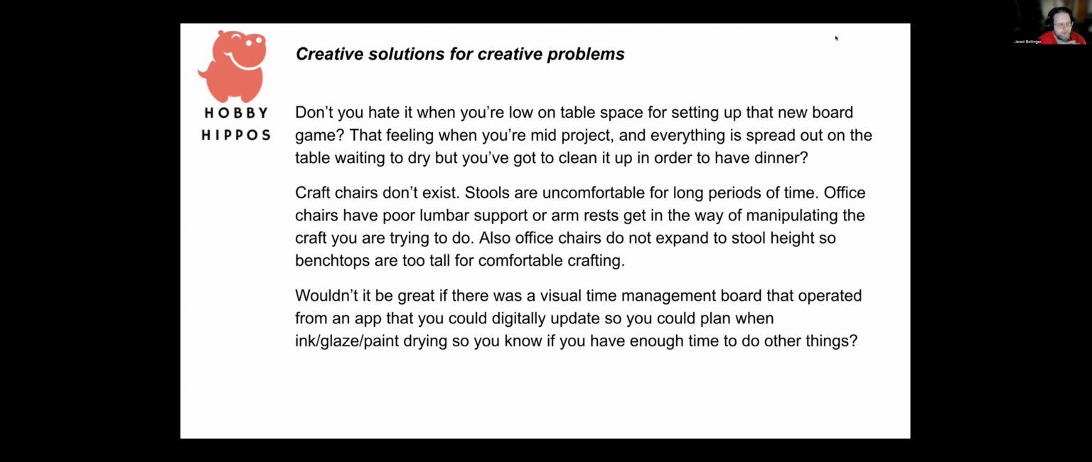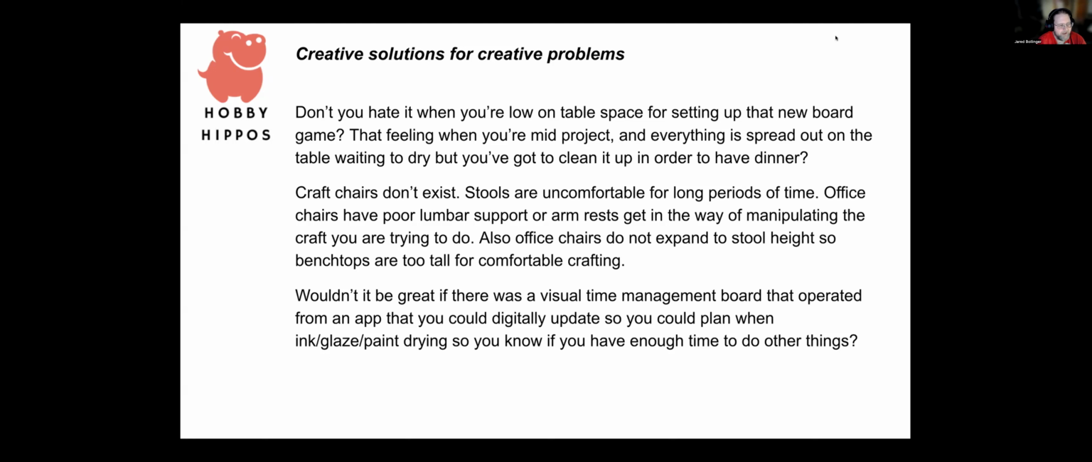Don't you hate it when you're low on table space for setting up that new board game? That feeling that you're mid-project and everything is spread out on the table waiting to dry, but you have to clean it up in order to have dinner. Our problem we found was space and setting up and cleaning up. Craft chairs don't exist. Stools are uncomfortable for long periods of time, and office chairs have poor lumbar support or armrests that get in the way of manipulating the craft you're trying to do. Also, office chairs do not expand to stool height, so bench tops are too tall for comfortable crafting.